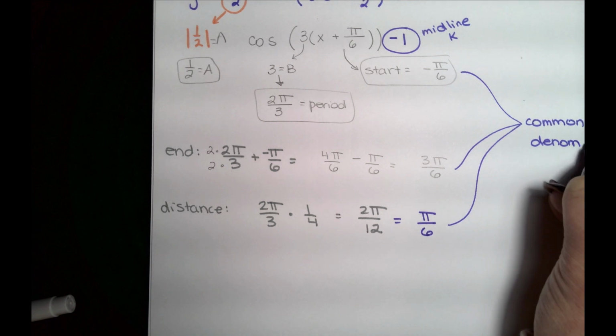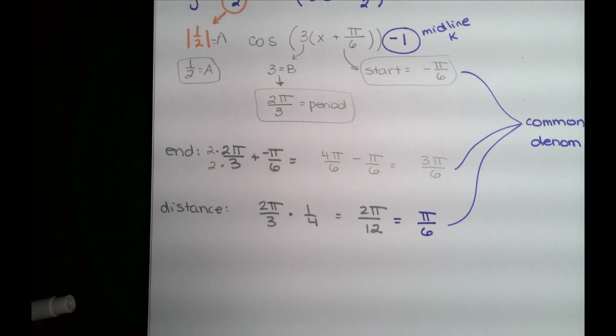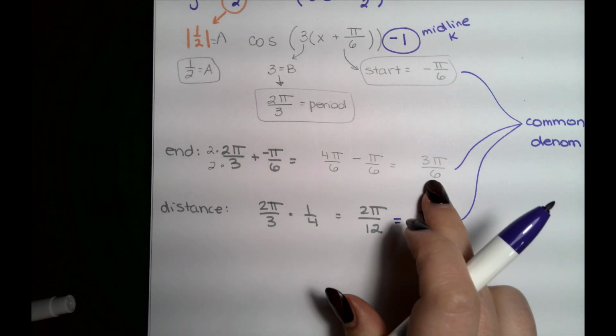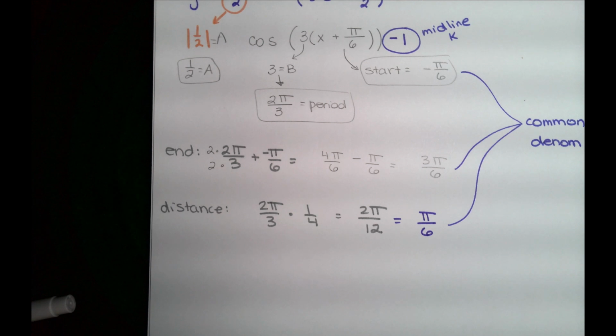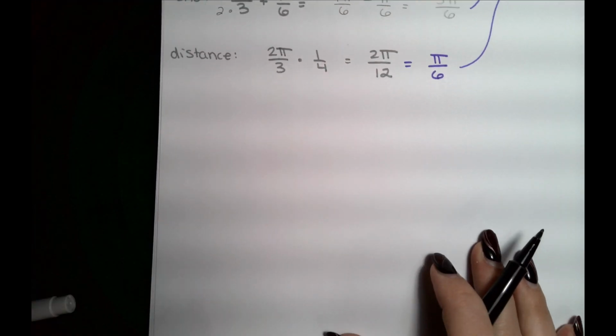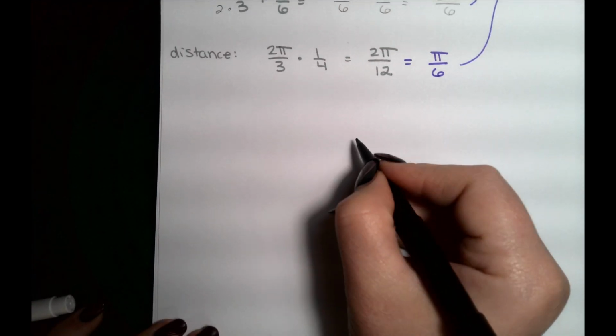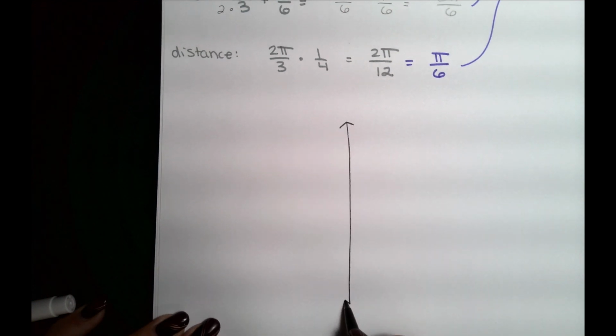When I'm done graphing all together, we can always go back and simplify our x values, which simplifying is required. We don't want to leave things like 3 pi 6, but when we're graphing, we want things in common denominators. It makes life easier for us. Okay, what's my start? -pi/6. My end is at 3 pi 6, so I do need a little bit of my x-axis.